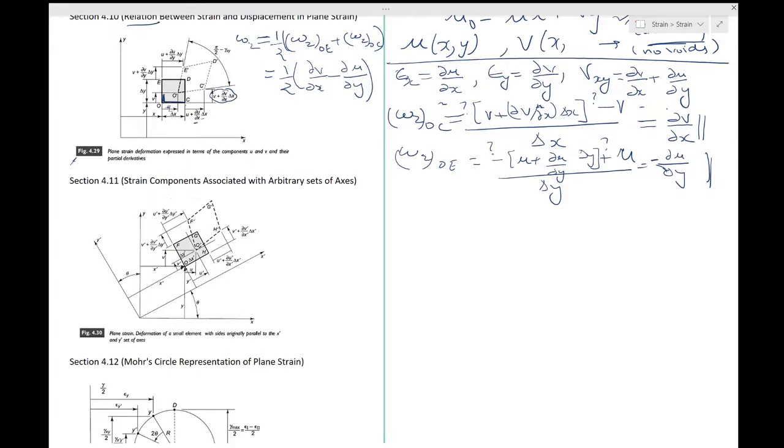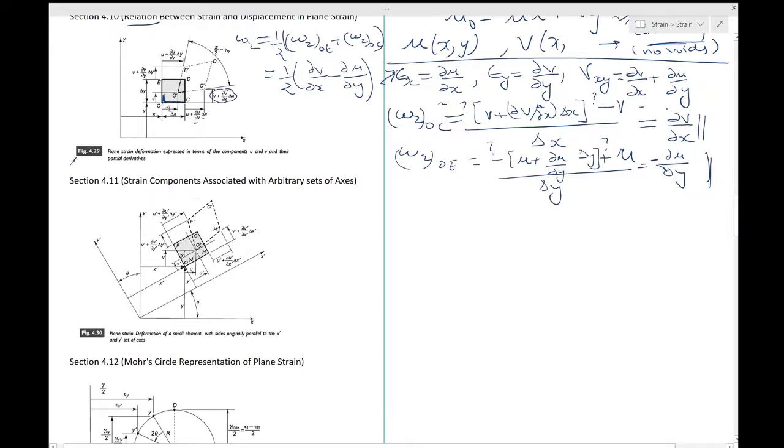Okay, so that's how you have arrived at this, and the questions which I have asked you, those are something which you must think about. Okay, so the strain components you have already defined, here they are. Okay, and they have been defined in this form.